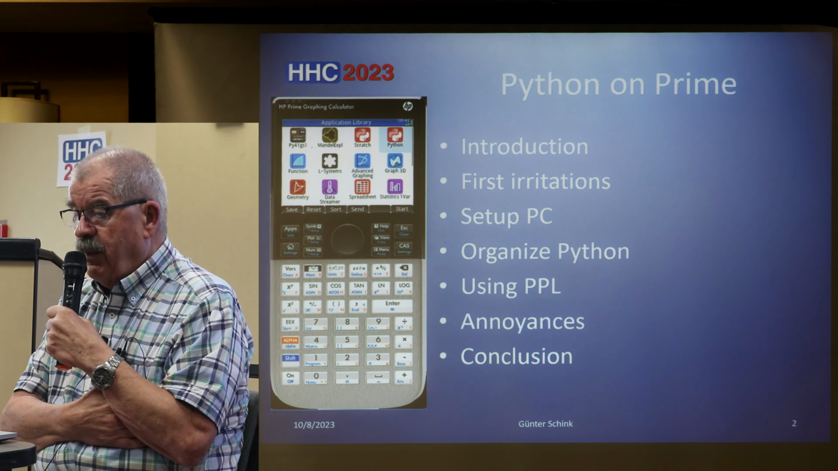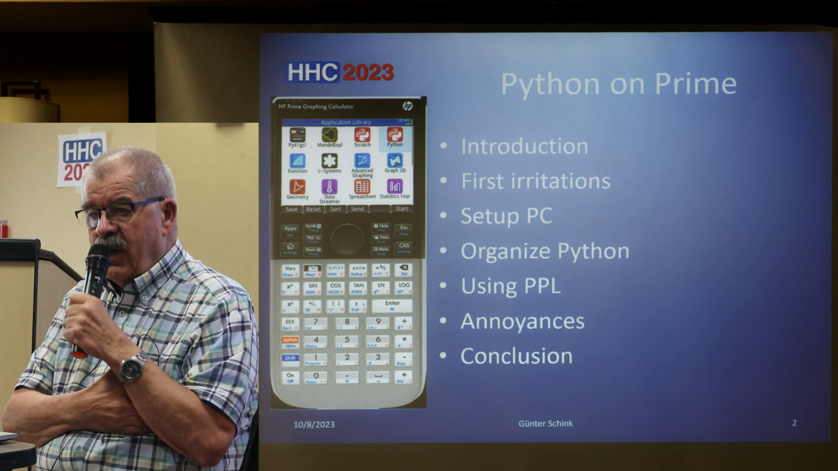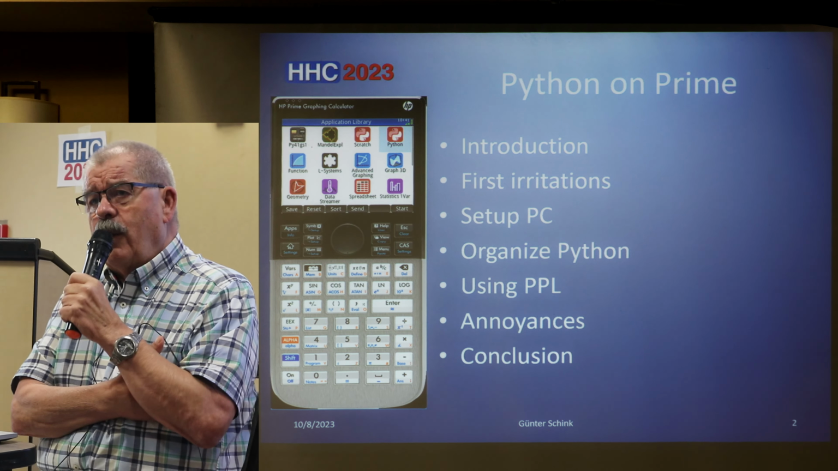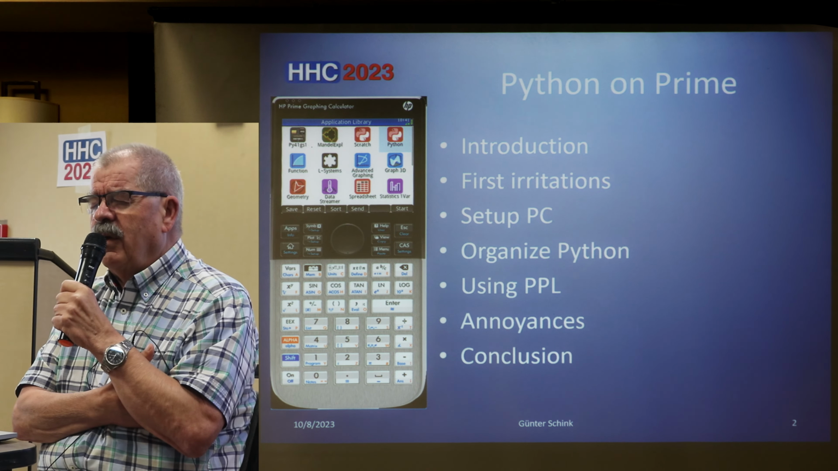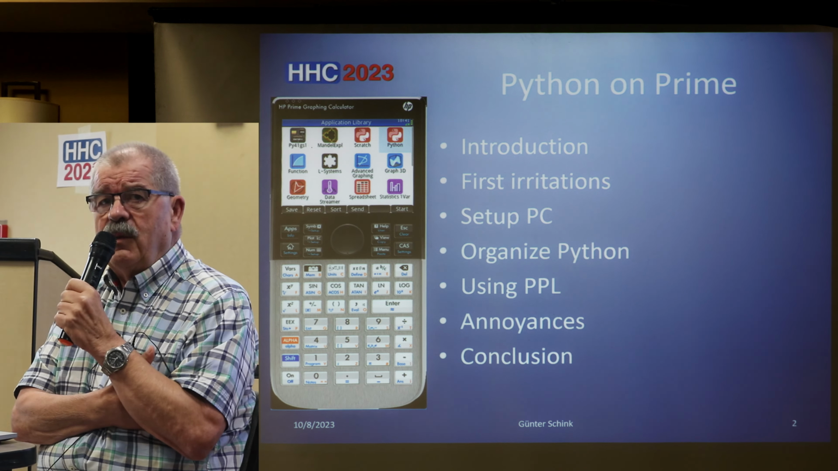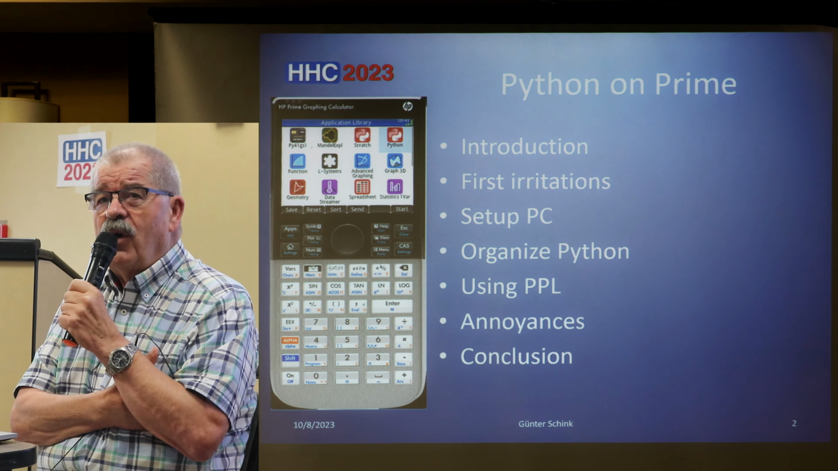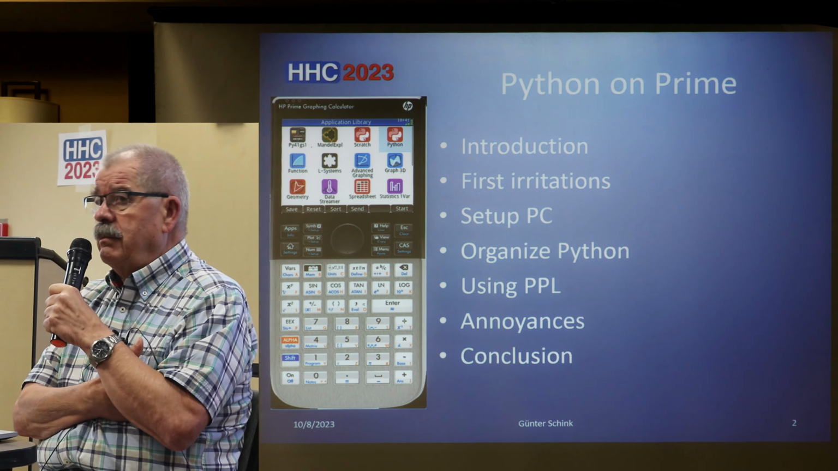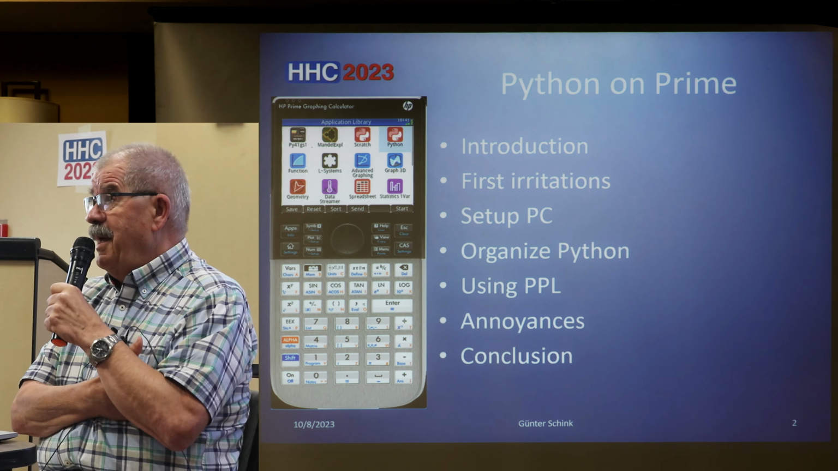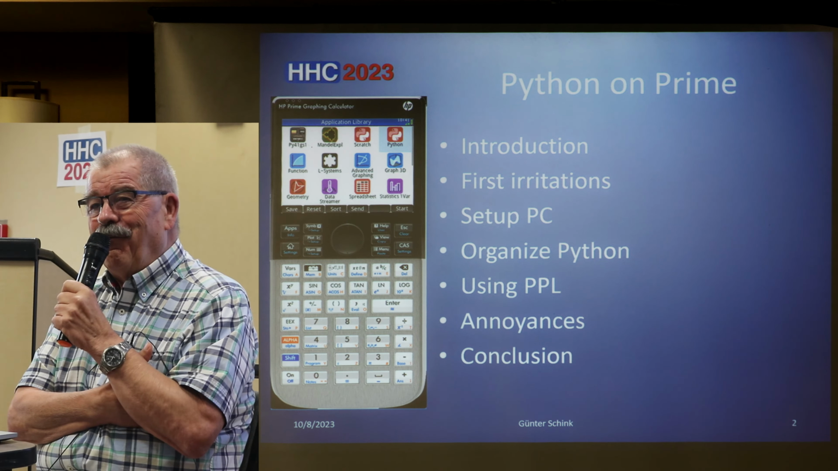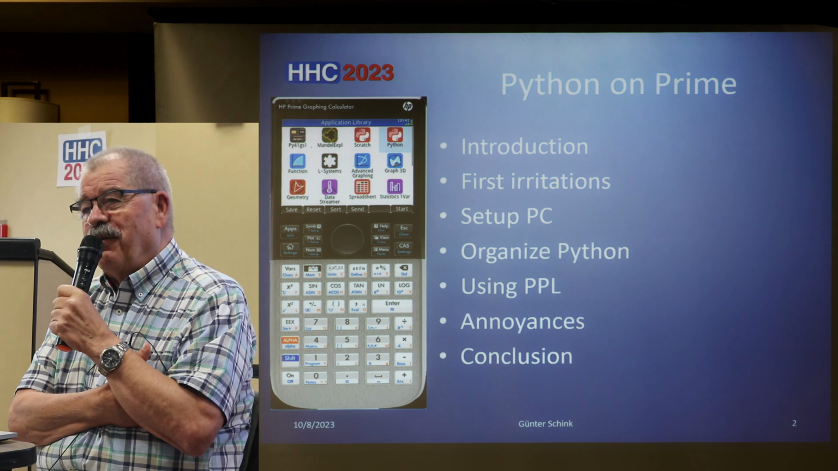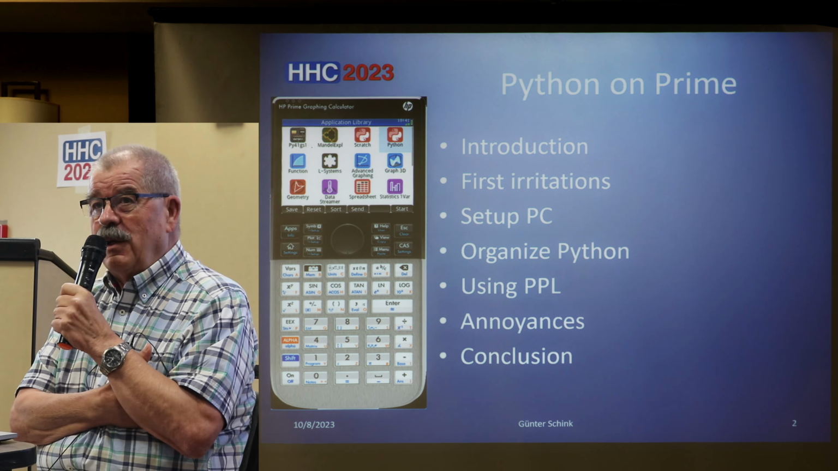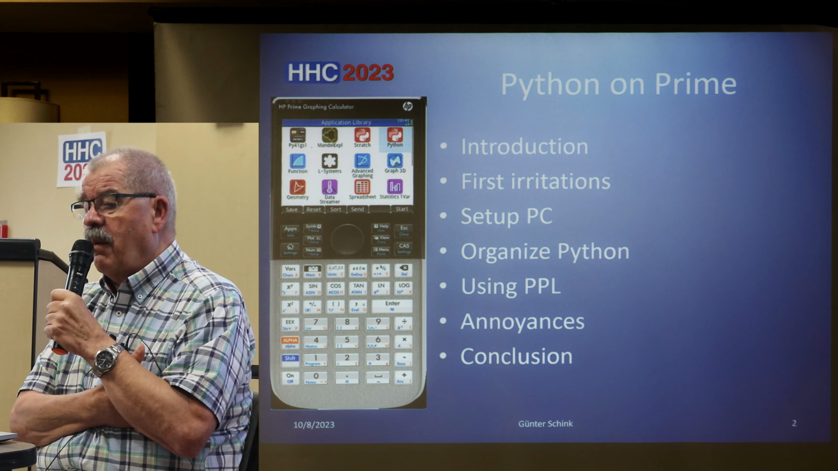Now about setting up a PC. Why set up a PC? When you do development with Python on the Prime, it is very vulnerable. It has a lot of reboots and crashes and so on. So you're better off doing this on the PC, perhaps even on a Mac, I don't know. And when you're finished, or in conjunction with the virtual calculator, then move it over to the real Prime, and it may work flawlessly, most probably not.